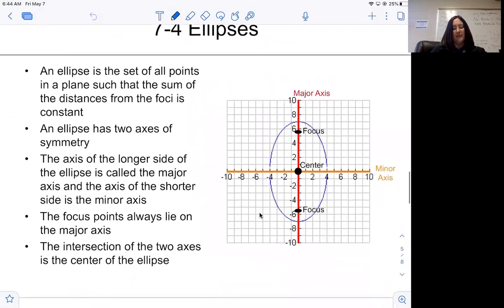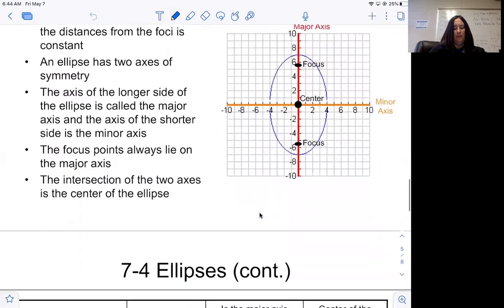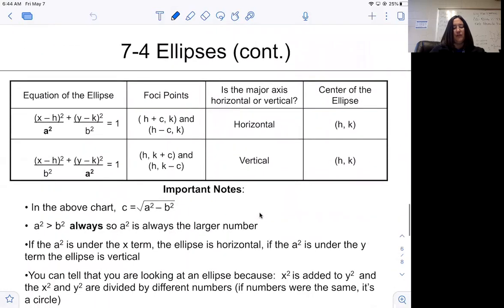Then you have your ellipse. With an ellipse, you have a major axis and a minor axis. The major axis is the axis where, if you think about it, it's stretched longer. And your minor axis is the shorter side of that ellipse. You do have 2 focus points. Then here is the information that you would need here.